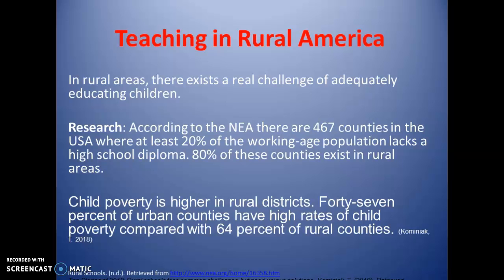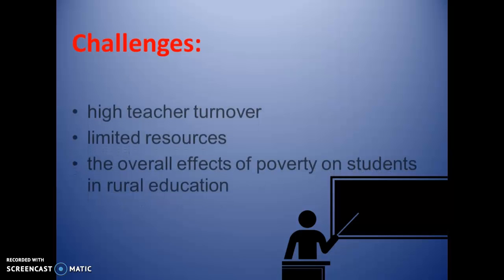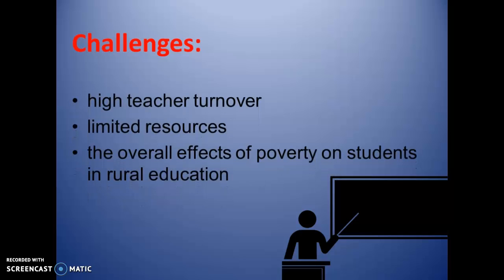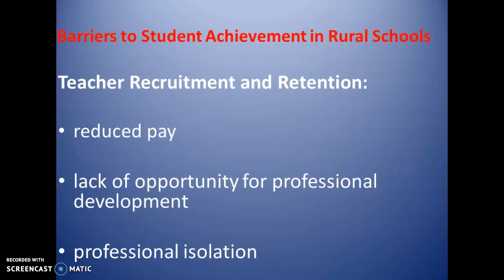Also, child poverty is higher in rural districts. 47% of urban counties have a high rate of child poverty in comparison to 64% in the rural counties. Some of the challenges that this presents are high teacher turnover, limited resources, and the overall effects of poverty on students in rural education. And we will address and talk about all three of these in detail.